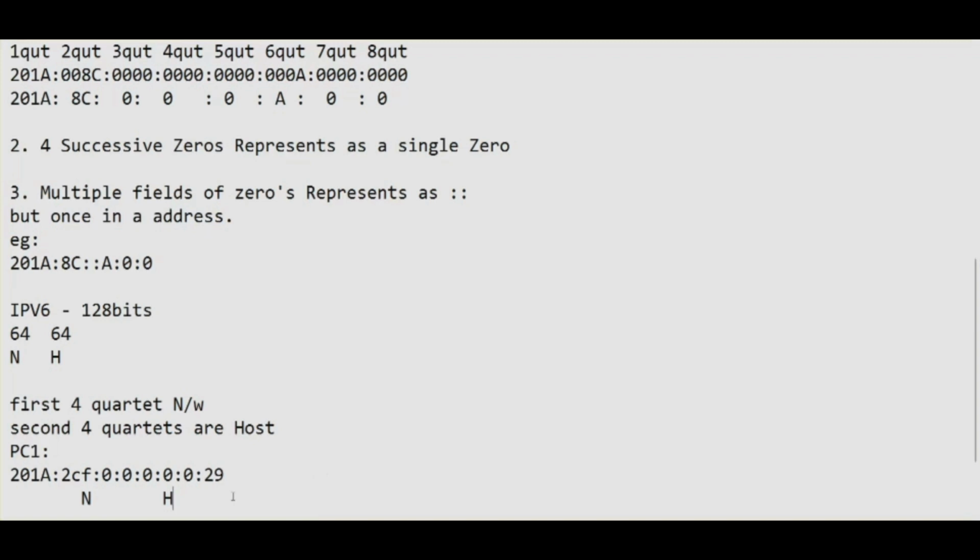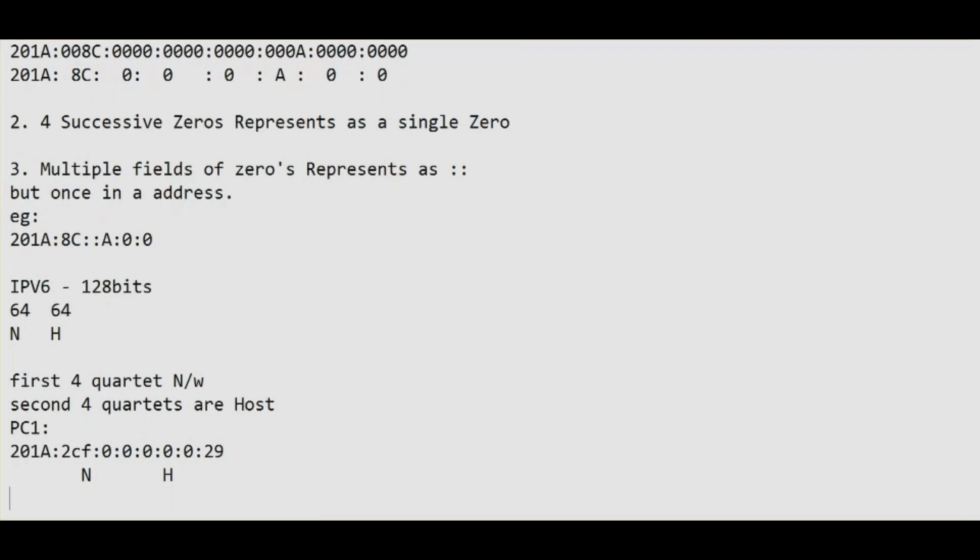And this address we can also write, as we discussed, like this: 201A colon 2CF colon double colon, because we have multiple zeros, then 29 slash 64. This is called the prefix address.